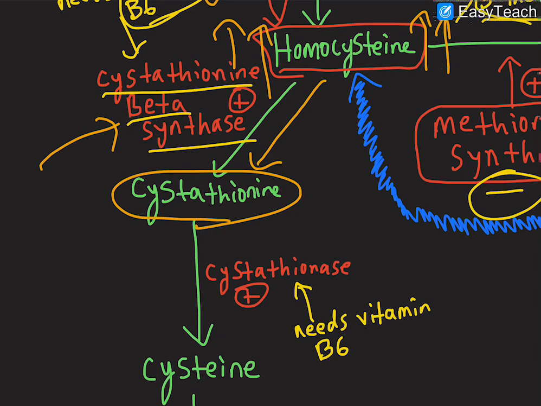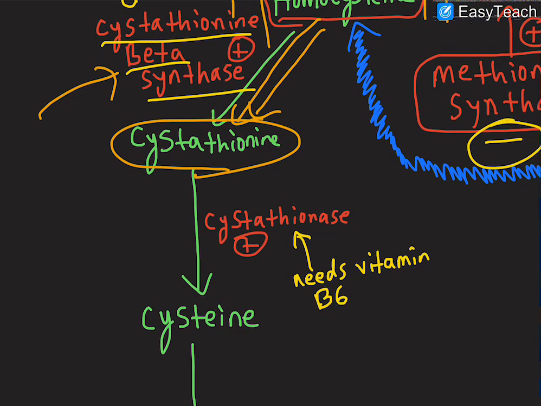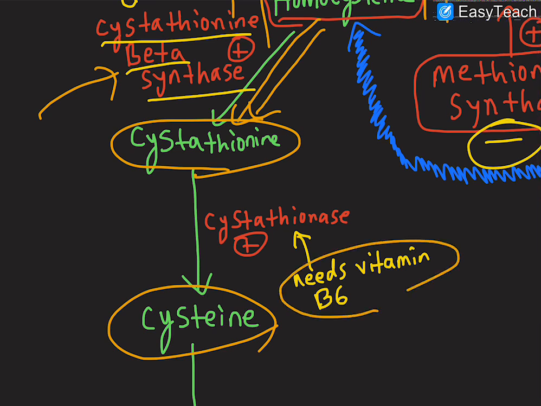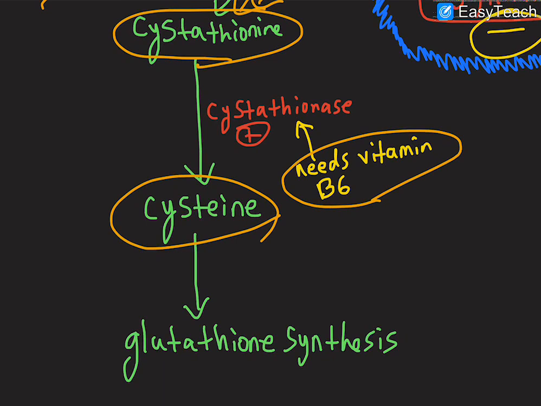Okay, but anyway, we're at cystathionine now, considering the fact that cystathionine beta synthase works and you're not deficient in B6. Then you get proper conversion of homocysteine to cystathionine. Once you have cystathionine, you can convert that to cysteine, and you need an enzyme called cystathionase. This also needs vitamin B6. So cystathionase needs vitamin B6 to convert cystathionine into cysteine.